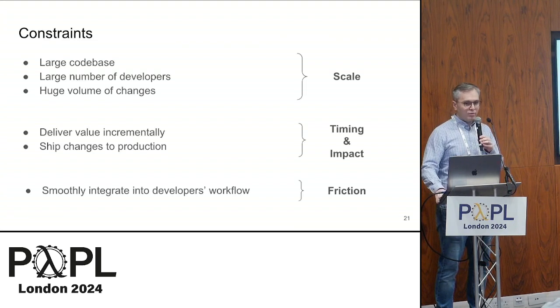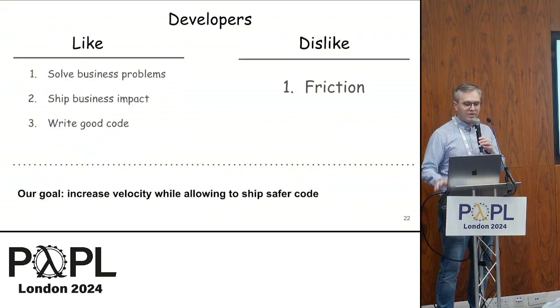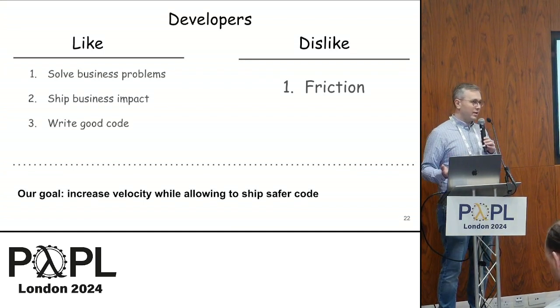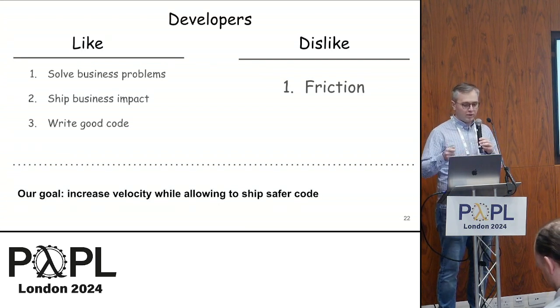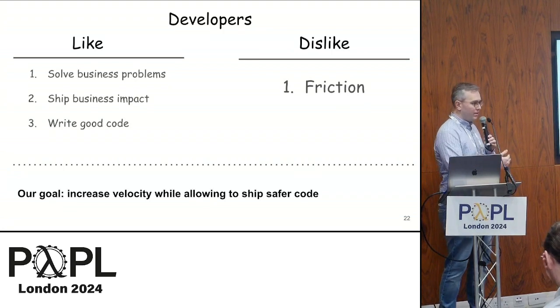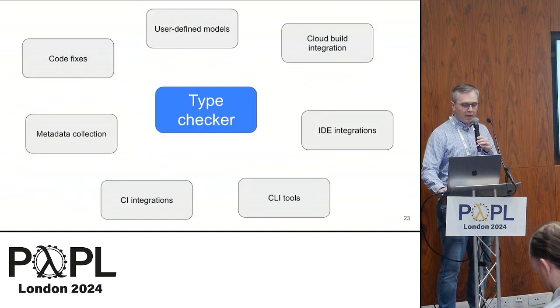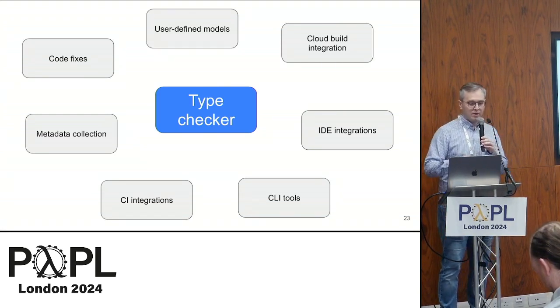I would like to elaborate on the last point a little bit. From the developer's perspective, they like to solve business problems, ship impact, and write good code, probably in this particular order. What they don't like is when things slow them down without a very clear benefit. So friction is a very important consideration for all of this. What we actually had to do was increase developers' velocity while allowing them to ship safer code. And so the type checker itself is a very important component. It's central in this whole thing, but it's not the whole thing.